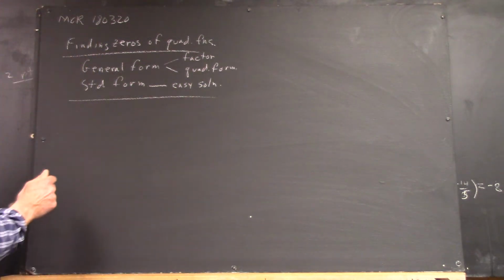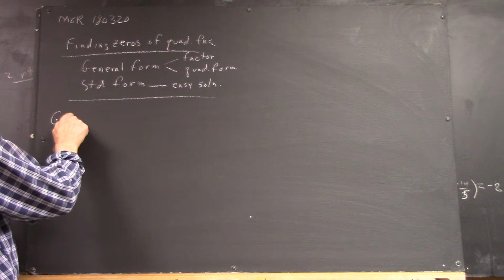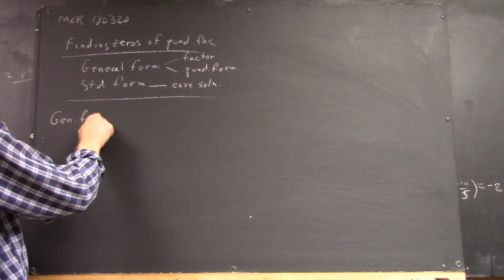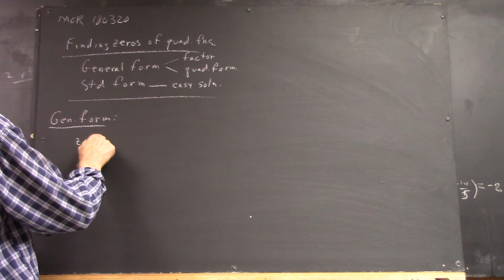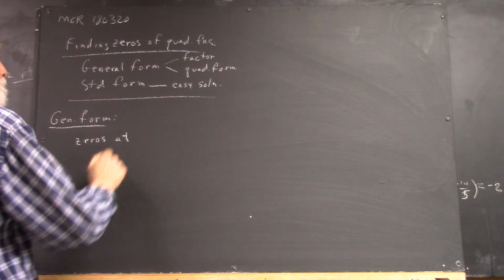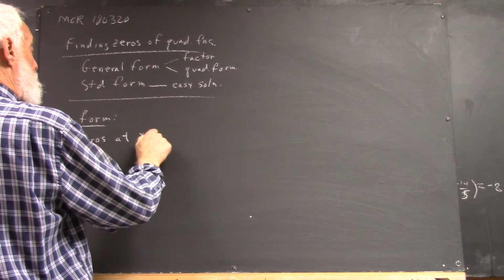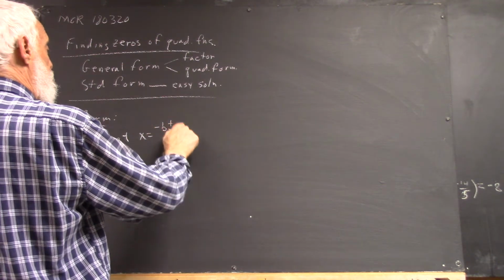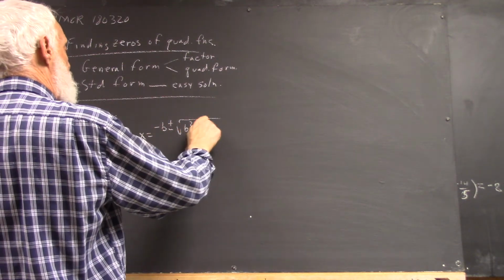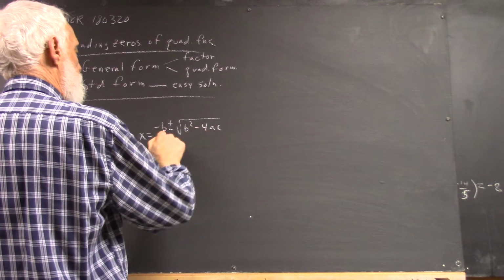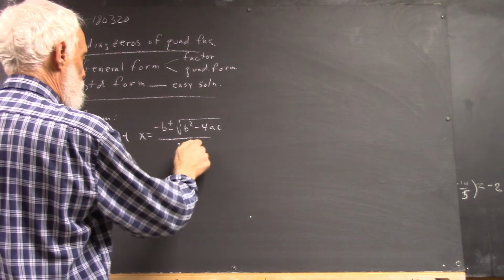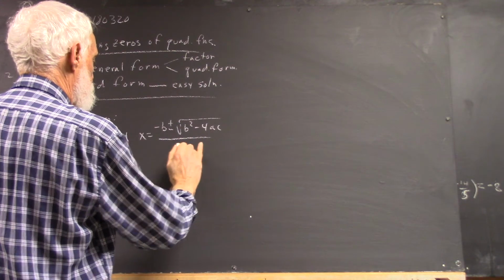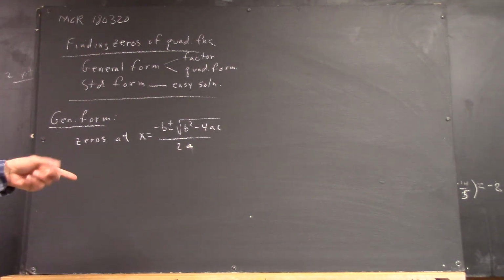Okay, so in the general form, your zeros are at x equals this. I got in a hurry with that a and made a bad one. It looked like a g. It's that simple.